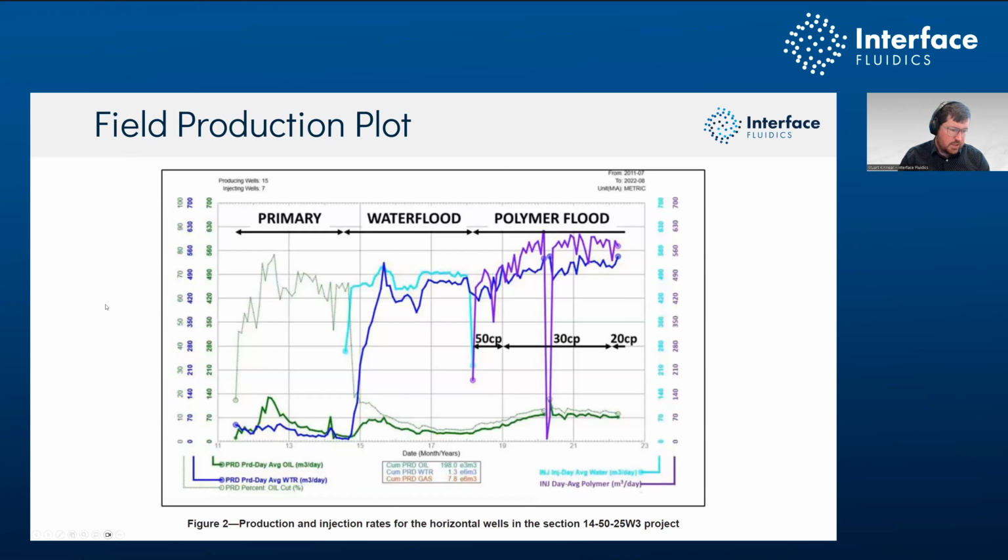As you can see, this is just an excerpt from the production data that Baytex provided in the paper. And you can see here the different sections where they're injecting 50 centipoise polymer from 2018 onwards. And in 2019, they switched from 50 to 30 centipoise polymer. The question is, can we go safely to 20 centipoise polymer? And we can see we really had no impact on production throughout that entire process.